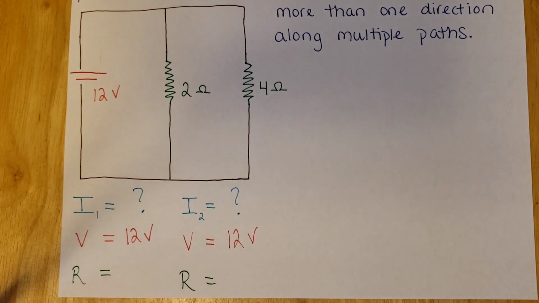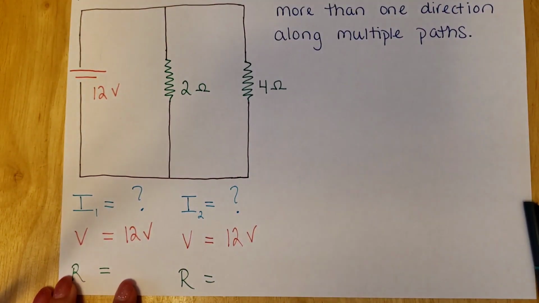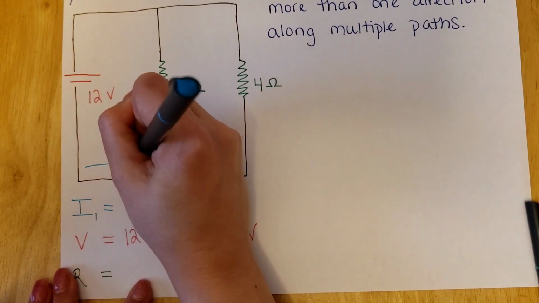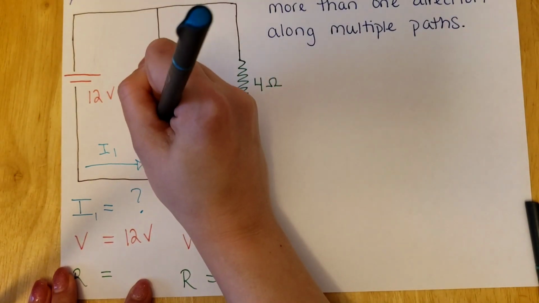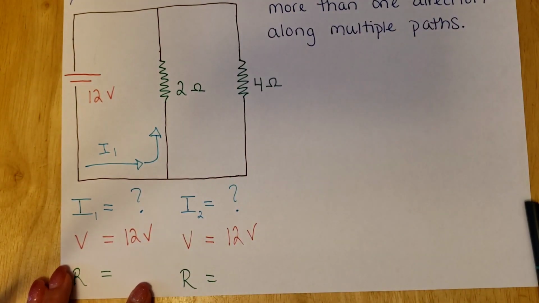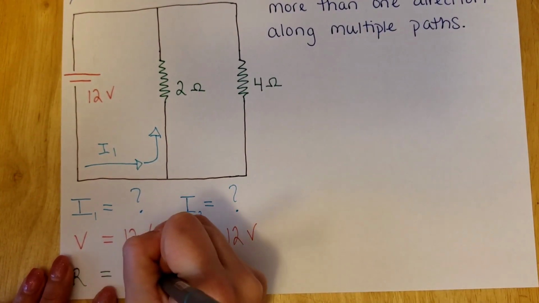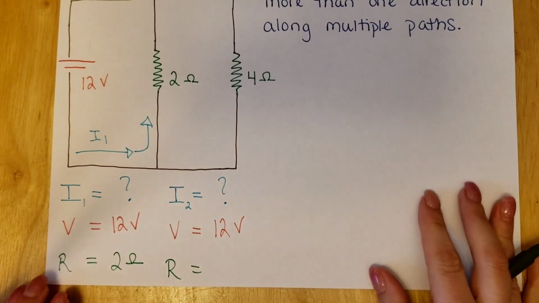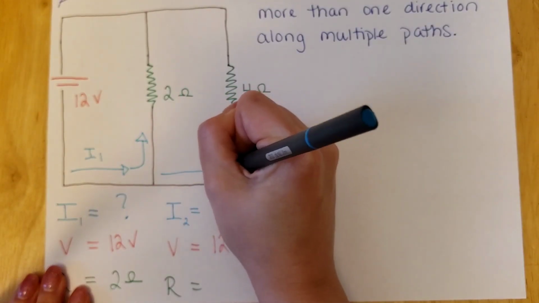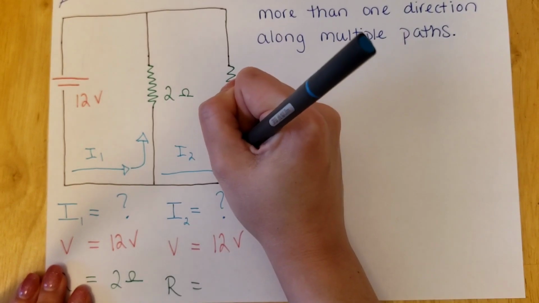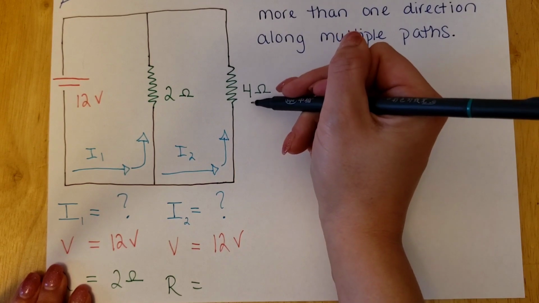Now here's where it gets a little bit tricky. If you take this first pathway here, I'm going to mark this as I1. Okay, and I1's going to round about and go this way. Then we will have an R of 2 ohms. But if we take this pathway, this will be I2, which will round about and go this way. Then we would have an R of 4 ohms.